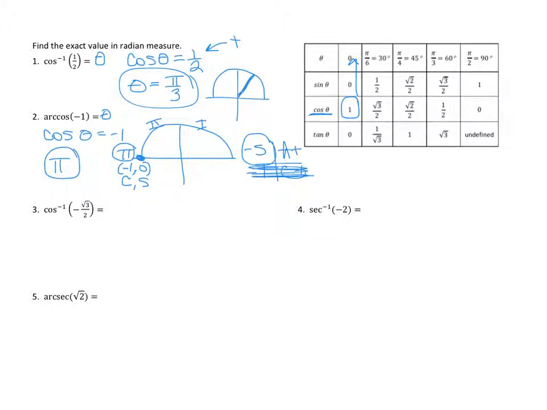So just remember, if cosine equals a negative, you're going to do a quadrant 2 angle. If cosine is a positive, your angle will come from quadrant 1.